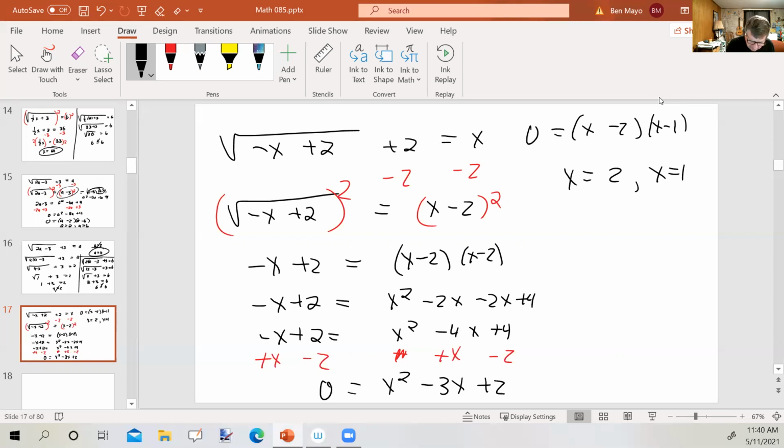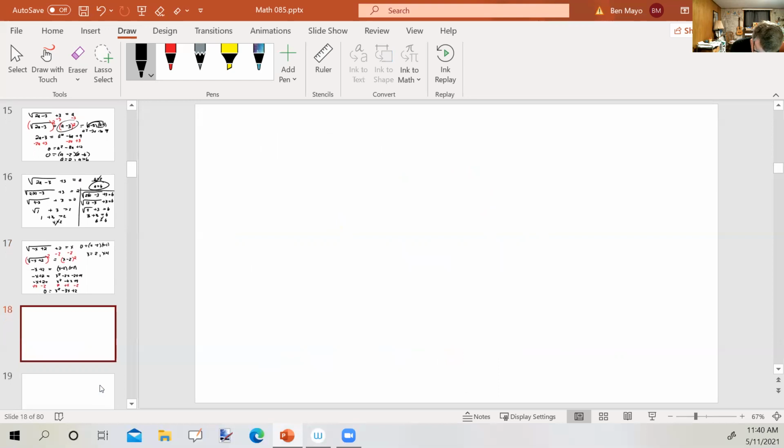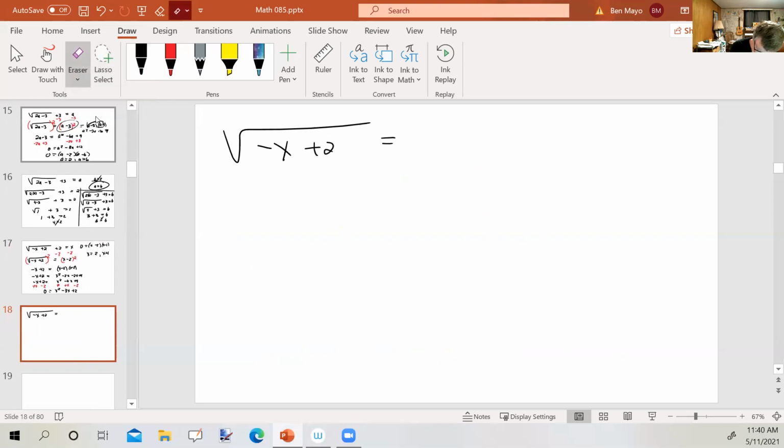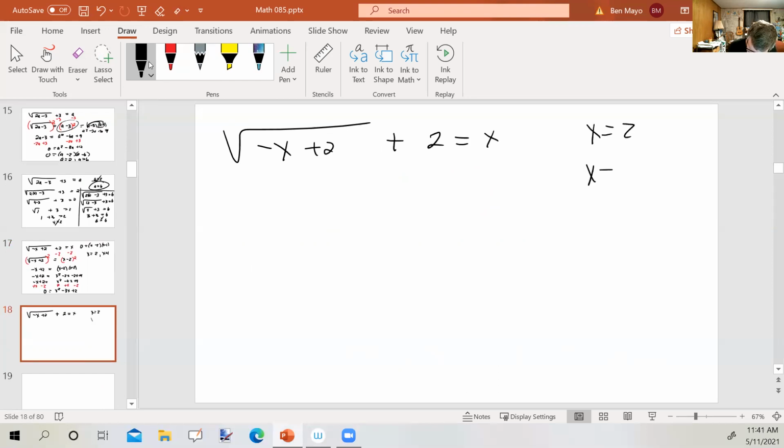Again, let's rewrite that. The square root of negative x plus 2, plus 2 equals x, and x equals 2, x equals 1. Let's see what works and what doesn't. If x is 2, we get the square root of negative 2 plus 2, plus 2 equals 2.